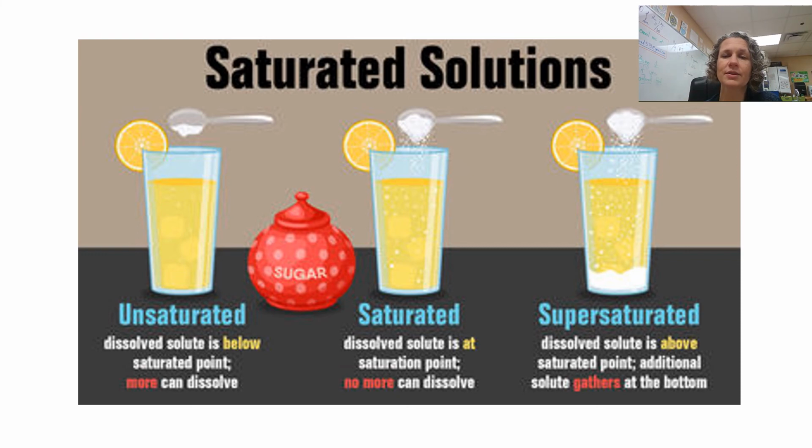Okay, so here's kind of a little picture of that. So unsaturated, if you look closely, there aren't really any white dots. That means I can dissolve more. The saturated, I'm going to notice kind of the equal distribution of all the little white dots in there. Any more would have to settle to the bottom.